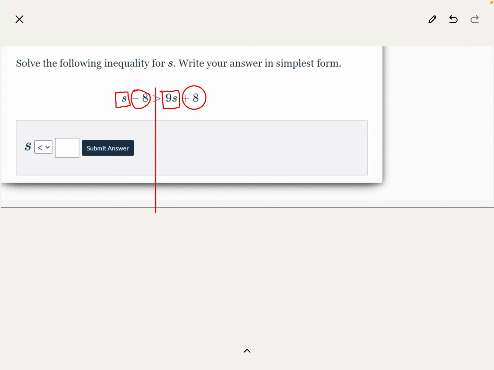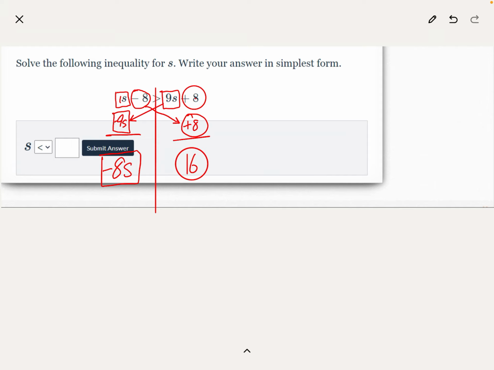So now, same thing, we're going to move the boxes over to the left. When you cross the line, change the sign. So this is a positive 9s, so now it's going to become a negative 9s. And then we're going to take this minus 8 and move it over here where the other circle is. And we cross the line, so we're going to make that a positive 8. Now at this point, we're just going to go 1s minus 9s, which is going to be a negative 8s in the box. And on the right-hand side, 8 plus 8 is going to be 16.